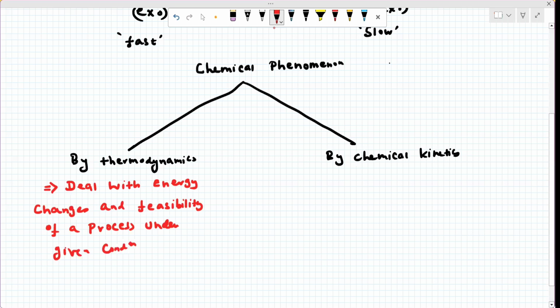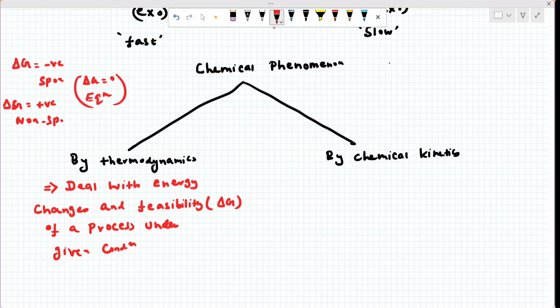Using thermodynamics, we only study the energy change, and whether the reaction happens or not. Using what? Using delta G, right? Delta G gives free energy. Negative means spontaneous. Delta G positive means the reaction is non-spontaneous. Delta G zero means the reaction is at equilibrium.